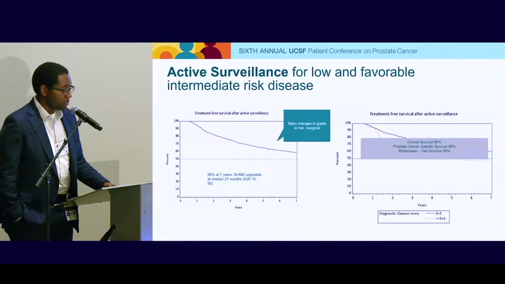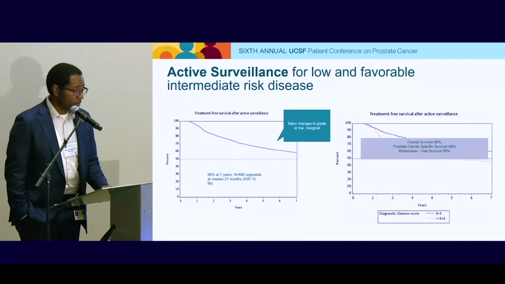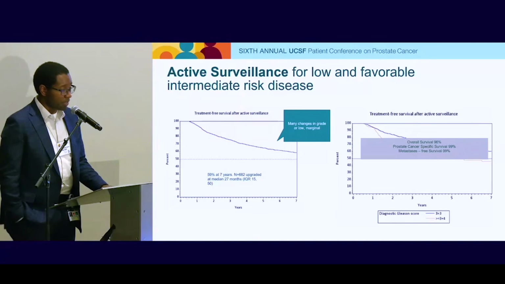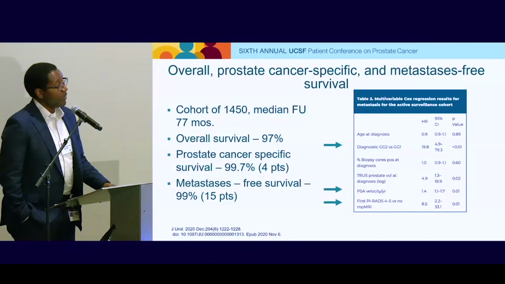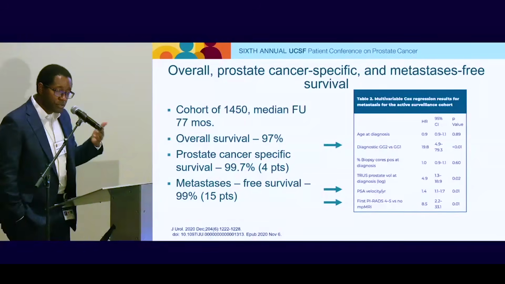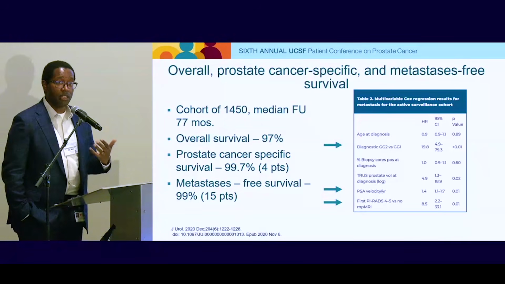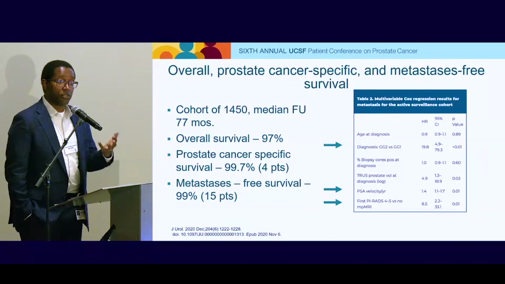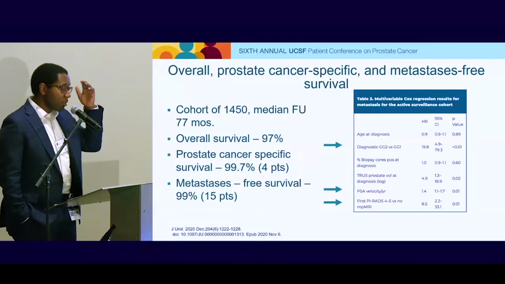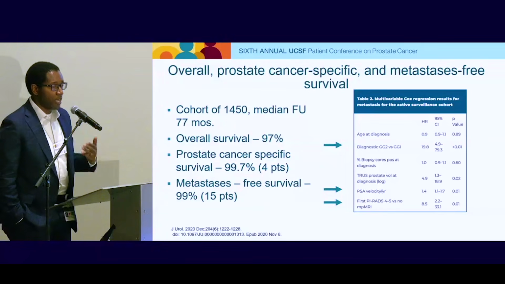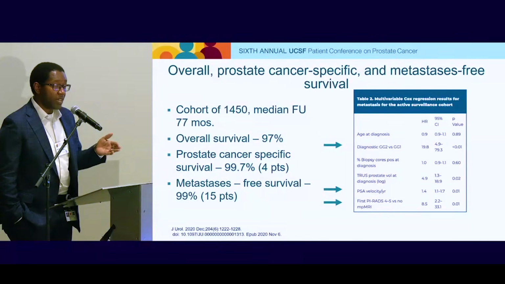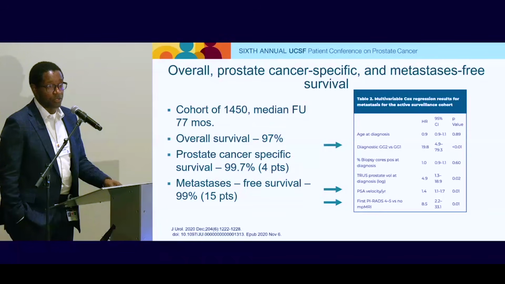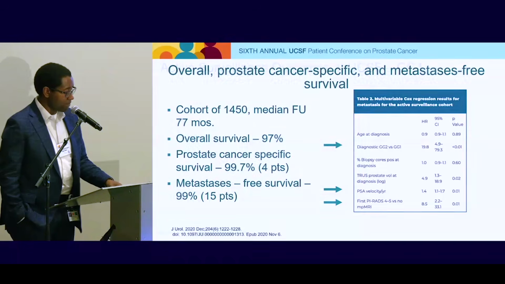Overall survival, cancer-specific survival, as well as metastasis-free survival within these cohorts are all well above 96%. When we look at our cohort specifically of the last 1,450 men, again, driving home the fact that active surveillance is a safe option and management strategy for those carefully selected patients, we see that overall survival, cancer-specific survival, as well as metastasis-free survival are all high, going out to 77 months, so closer to 6 years, 6.5 years.